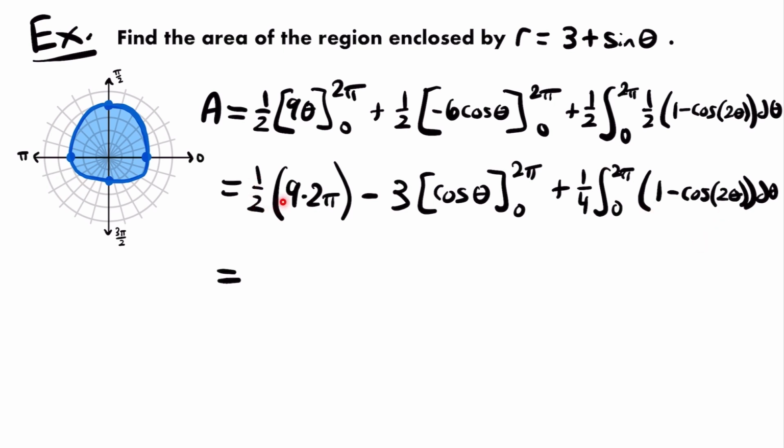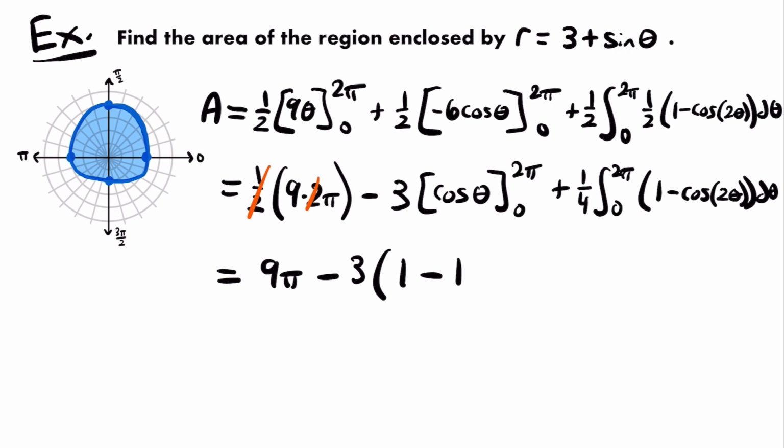We have 1/2 times 9 times 2 pi. This 2 and this 1/2 will cancel out, so we'll cross those out. We're just going to have 9 pi. All right, and then we will subtract 3 times cosine theta evaluated at 2 pi. Cosine of 2 pi is 1. So we'll have 1 minus cosine of 0, and cosine of 0 is also 1.